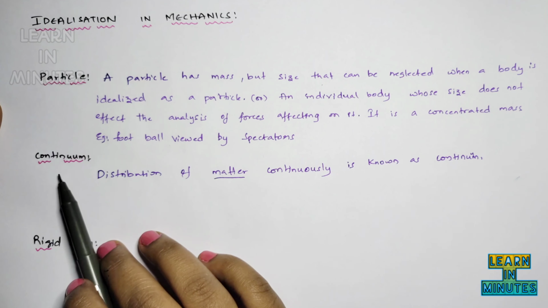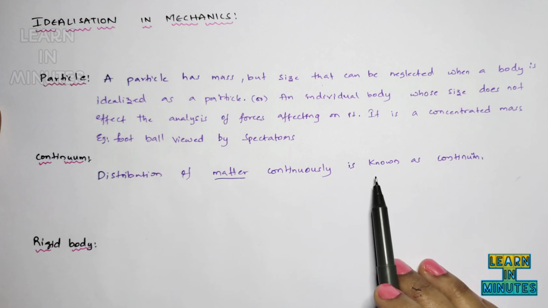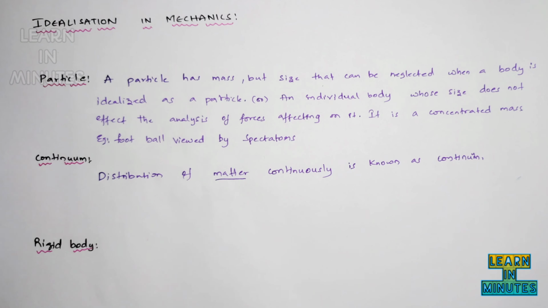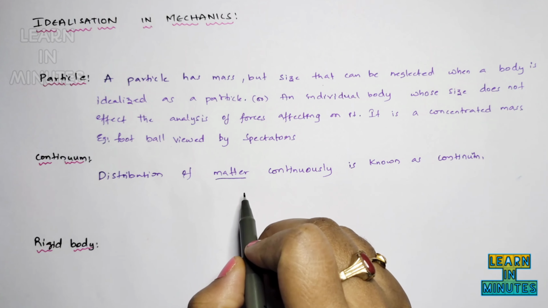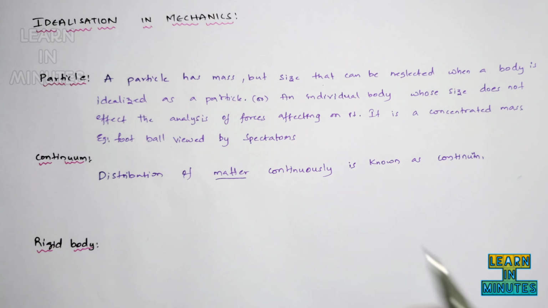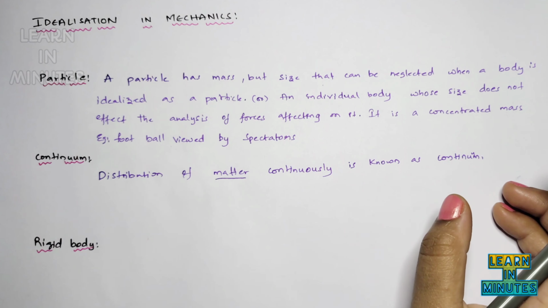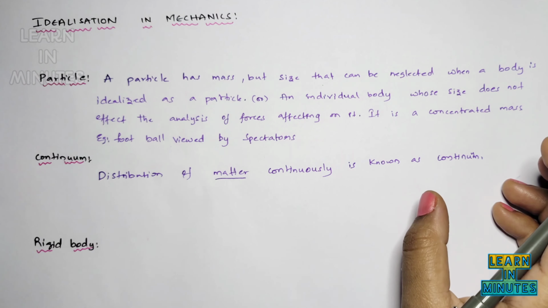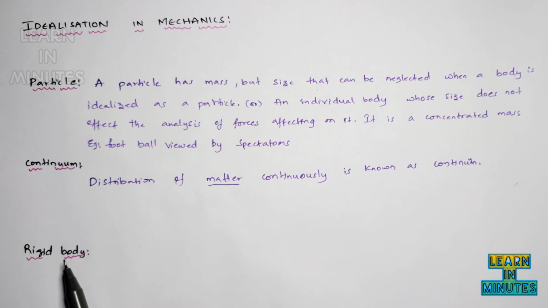The second ideal condition is continuum. Distribution of matter continuously in a body is known as continuum. Matter consists of atoms and molecules. The forces and their effects on a particular molecule or atom would be very difficult to determine. So to reduce that complexity, this assumption is made. Here we are assuming that matter is continuously distributed over the body. This even distribution of matter is very helpful when we are solving practical problems using mechanics.